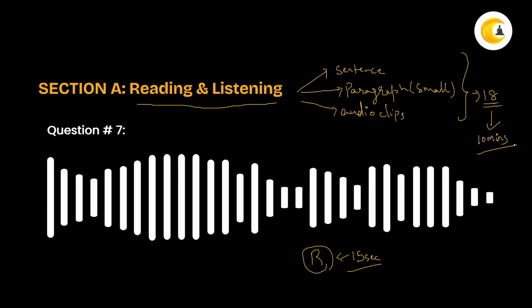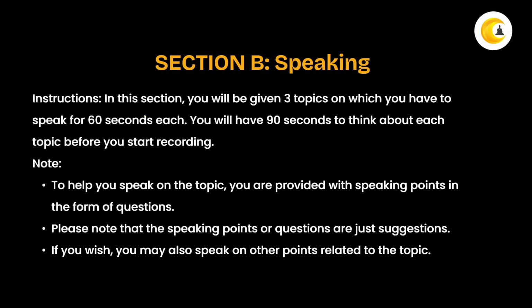Got it? Now, moving to the next section, that is section 2, called speaking. You will be given 3 topics and you have to speak on each topic. Probably you will have a time limit of 60 to 90 seconds for each topic. So we'll read here. Your instruction for this section is you'll be given 3 topics on which you have to speak for 60 seconds each, and you will have 90 seconds to think about each topic before you start recording. Fair enough, you have enough time, right? So that is one thing. Usually you have 60 seconds.